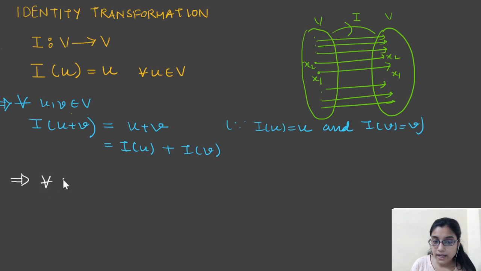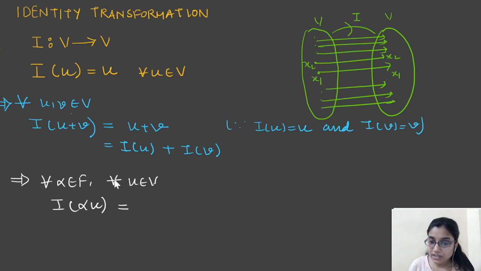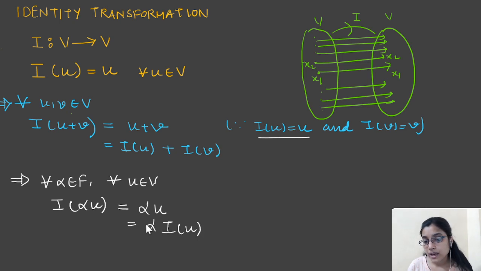Now we come to our second condition, that is for all alpha in field F and for all u in the vector space V, I of alpha u we are checking. You know that V is a vector space. So for every vector u in V and for every scalar alpha in the field F, alpha u belongs to V only. So it will be mapped to itself. Again, since u belongs to V, I of u is equal to u, so we can write it as alpha times I of u. Again the condition is fulfilled. That is why this is called the identity transformation.